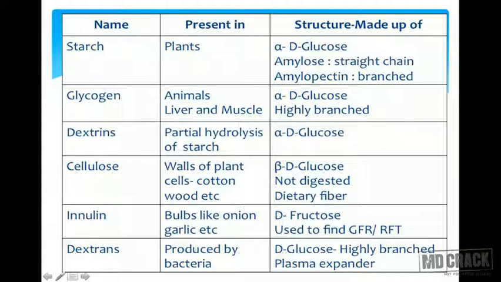Dextrins are also an important homopolysaccharide. They are obtained by the partial hydrolysis of starch. Again, they are made up of D-glucose.